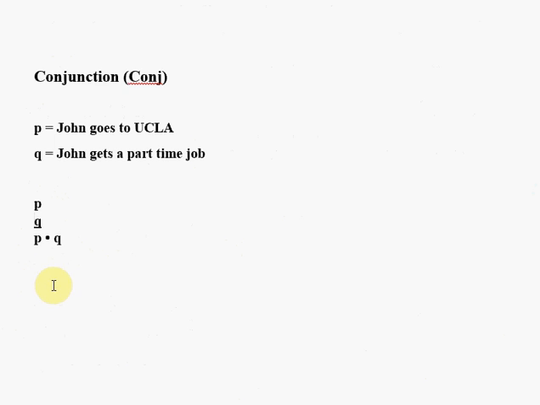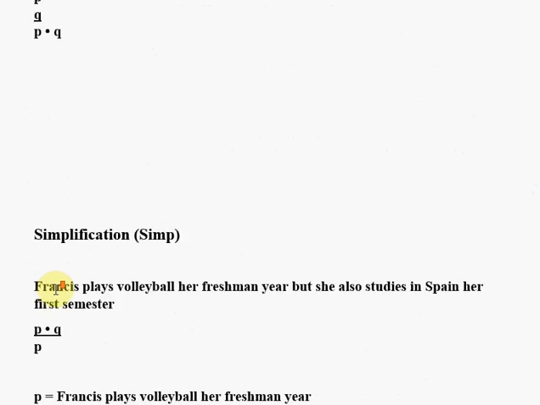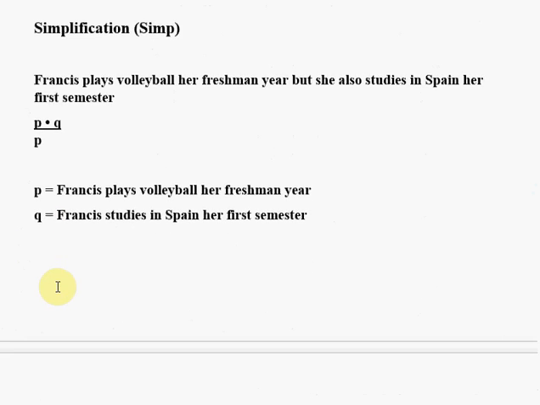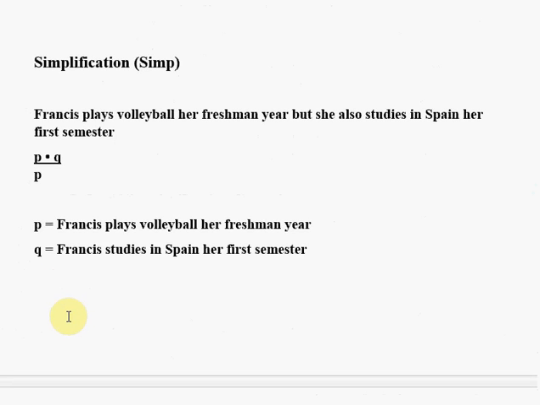Okay, so that's conjunction. Let's go to our next one, which is simplification, and that's abbreviated SIMP. Okay, so let's look at the complex statement here in terms of language. First, let's do that.